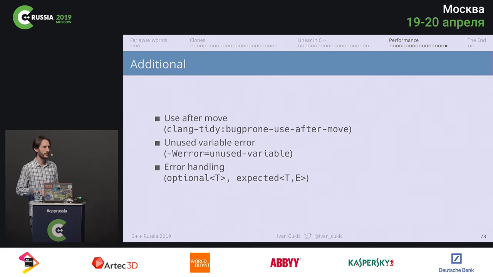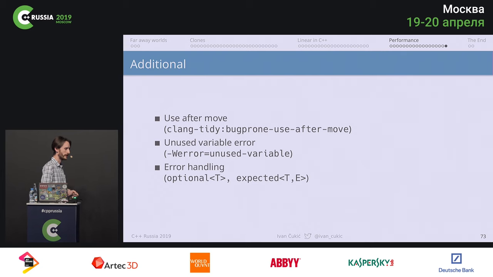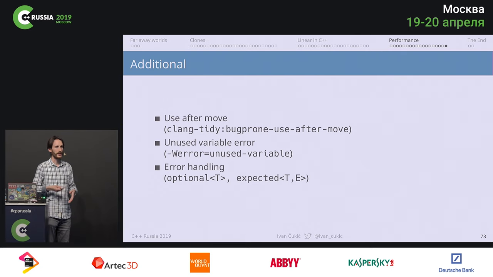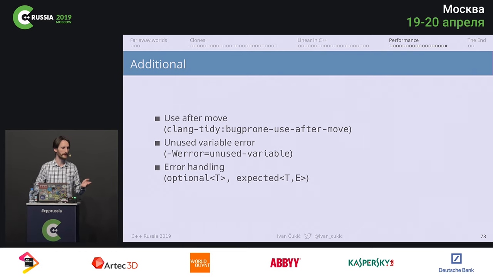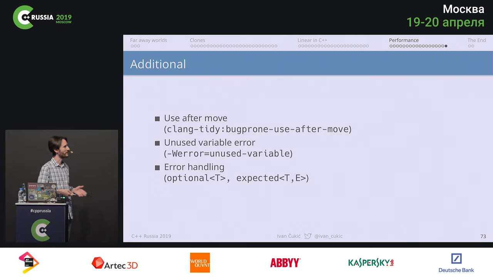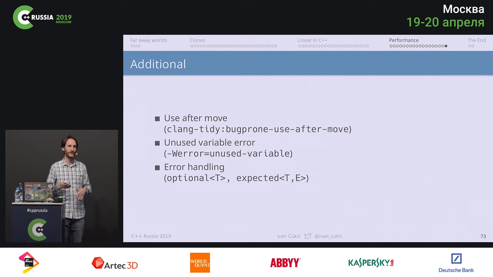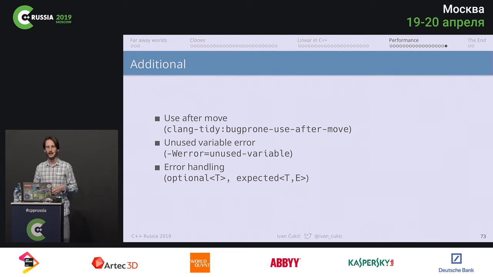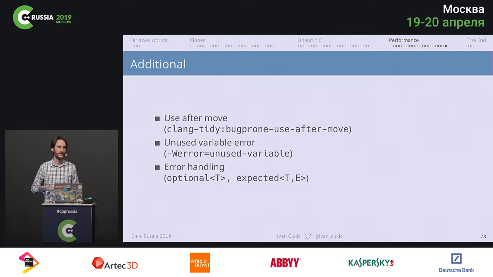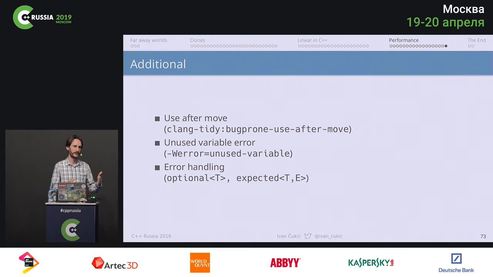Now, the only problem that you can have with this design is if you make mistakes, which is much easier to do when you have references instead of values. So my advice would be to always use clang-tidy to avoid use-after-move. You should always pass flags to the compiler to make most warnings hard errors. The one that I'm missing here is obviously nodiscard. If you're using nodiscard, please tell your compiler to report an error if you're discarding a value.